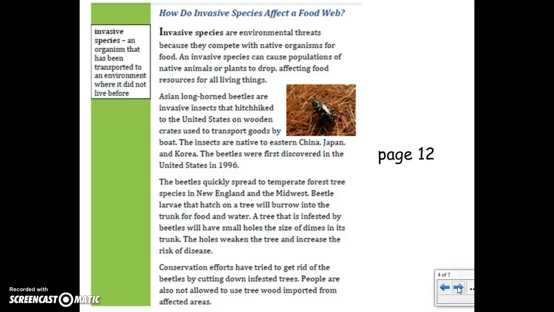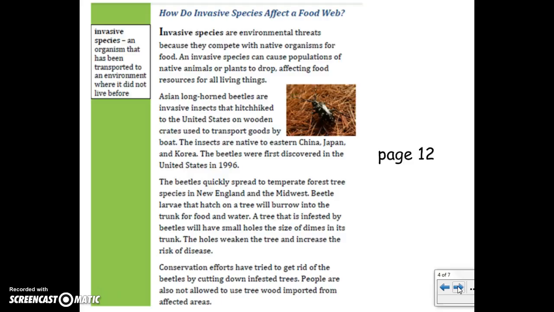How do invasive species affect a food web? Invasive species are environmental threats because they compete with native organisms for food. An invasive species can cause populations of native animals or plants to drop, affecting food resources for all living things.